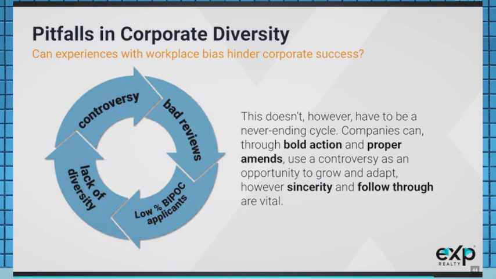So here we see the cycle. Company has a controversy, which leads to bad reviews, which leads to a low percent of people of color applicants, which leads to a lack of diversity because those people aren't applying. The lack of diversity leads to a controversy because your company is not diverse, which leads to bad reviews, which leads to a low percentage of applicants, right? And around it goes. But with bold action and proper amends, a company can break the cycle.